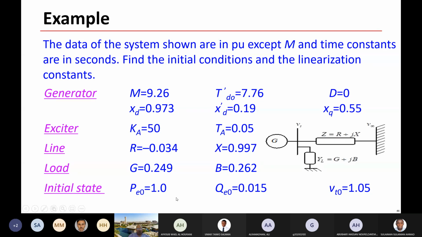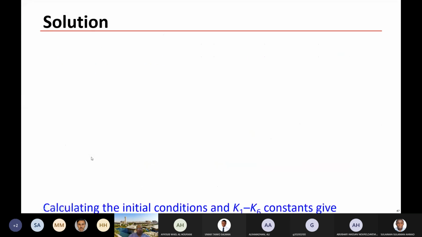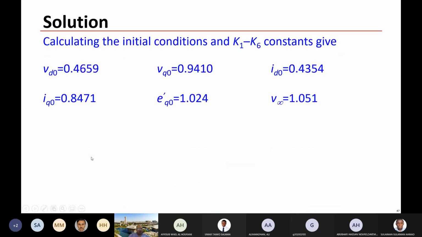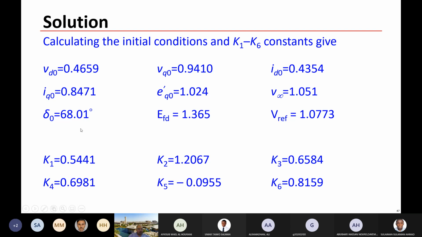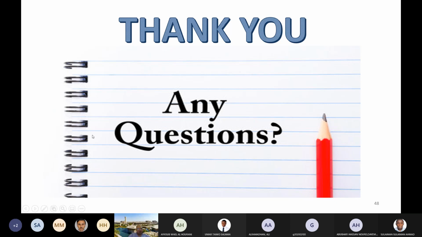So you can go and substitute in these equations that we derived earlier. Okay, and then you can get all the initial conditions that you need. Find the initial condition and the linearization constants. Of course, you can substitute directly for the equations of K1 up to K6. This is VD0. Of course, you substitute in the equation that we derived earlier. So we have K1, K4, K2, K3, K4, K5, K6 as usual.